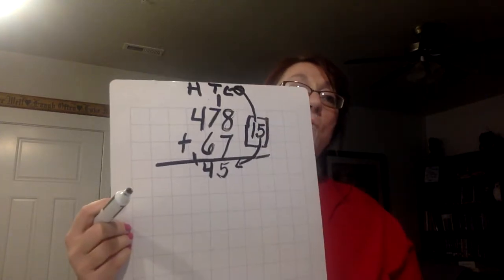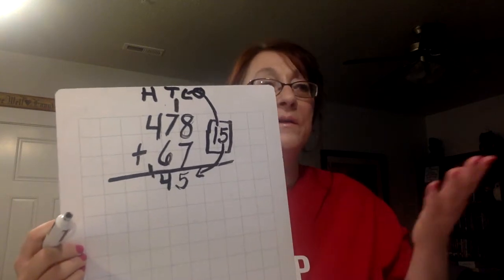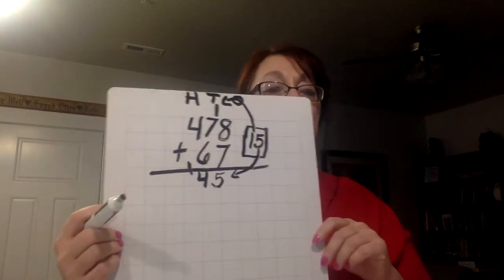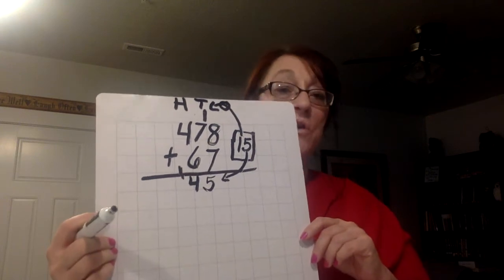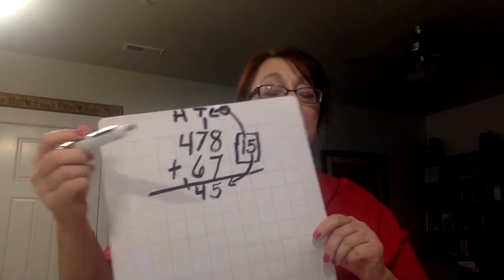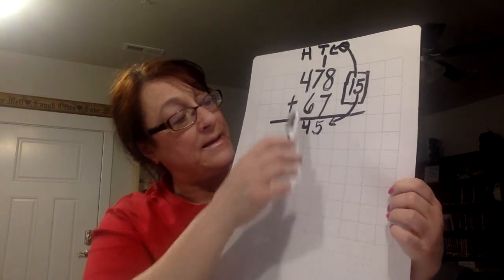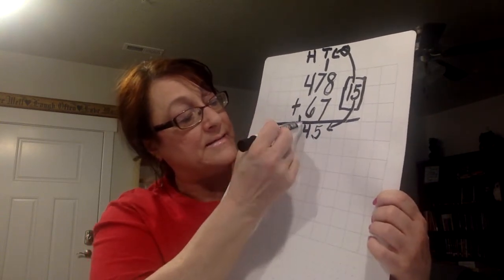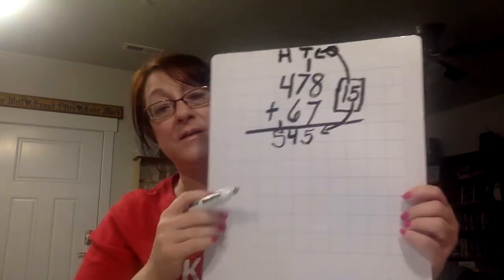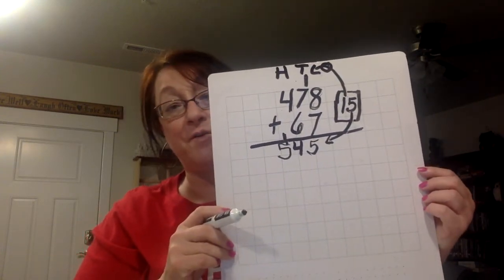When we carry over like this, I don't care which way you use, you just need to remember to add it in. But you have to show that you either have made, like we did here, we made a new 10, and then here we made a new 100. 4 plus 1 is 5. So our final answer is 545.